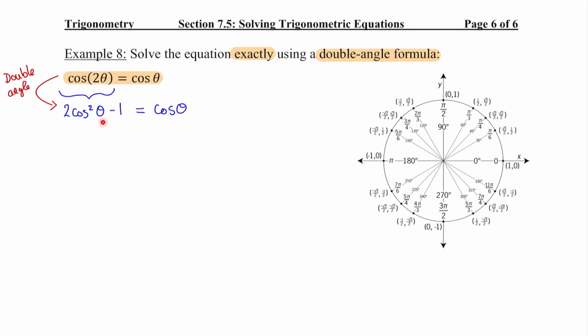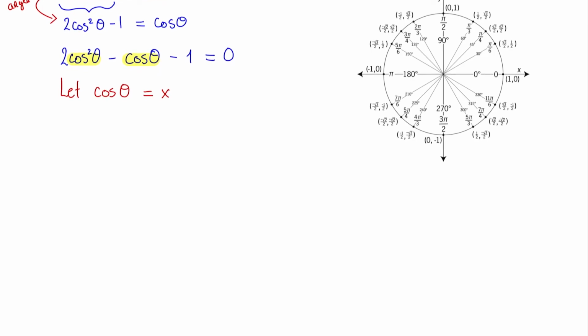Now, I am going to bring this cosine to the left side. I have 2 cosine squared theta minus cosine theta minus 1 equals 0. This is a trig equation in quadratic form because I have cosine squared here. So the first thing I'm going to do is replace my cosine of theta by a letter, for example, x. I will let cosine of theta be x.